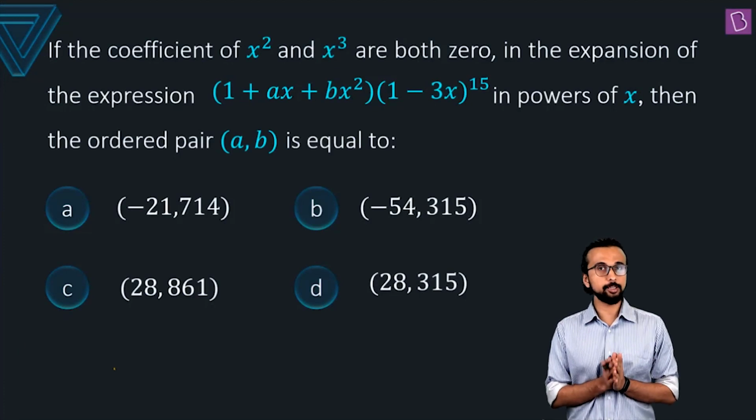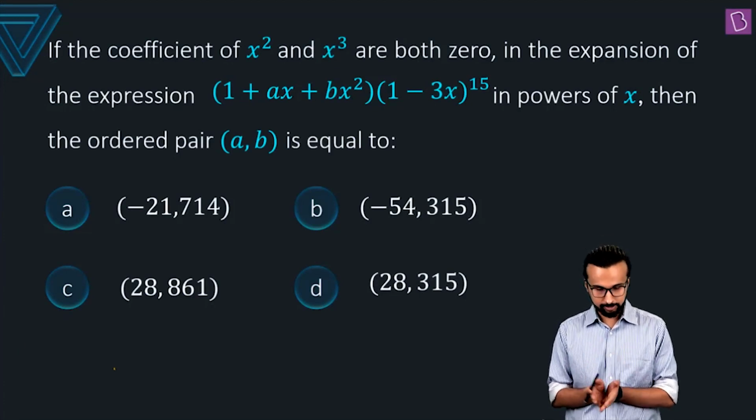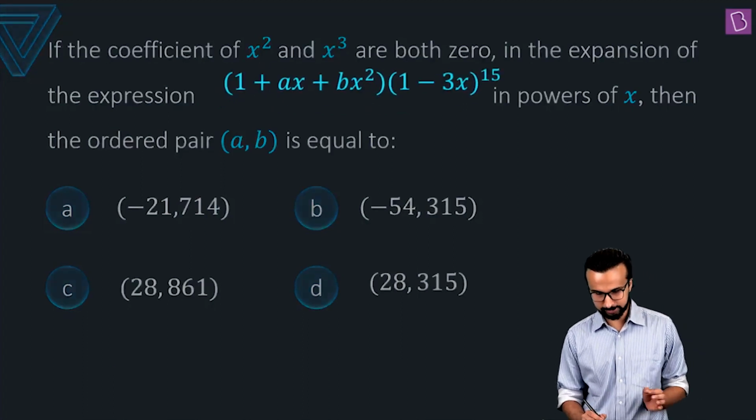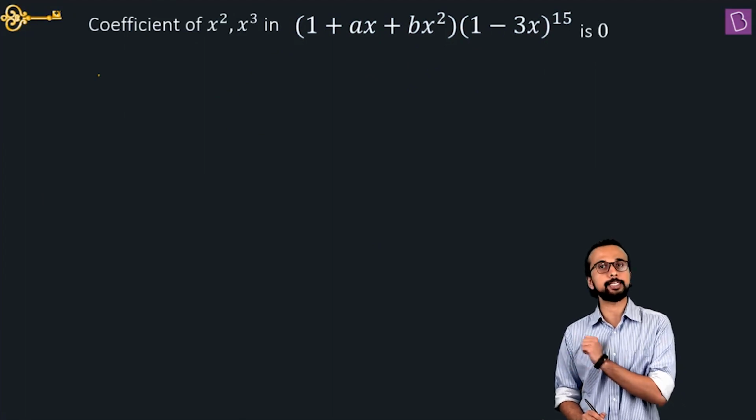Alright, in this question, the coefficient of x square and x cube is equal to 0. We have to find the ordered pair (a, b). So in this expression, (1 plus ax plus bx square) into (1 minus 3x) power 15, we have that the coefficient of x square and x cube will be 0.